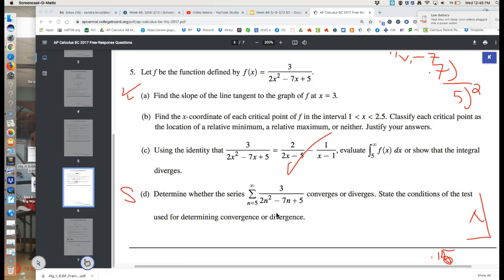Number 3, I like it set up perfectly for a direct comparison. It's going to ride under no matter what, 1 over n squared, because the denominator's bigger. Somebody asked me yesterday what's the difference. I said DCT you don't use very often unless it's in your face, under a known convergent, which that is, or over a known divergent.